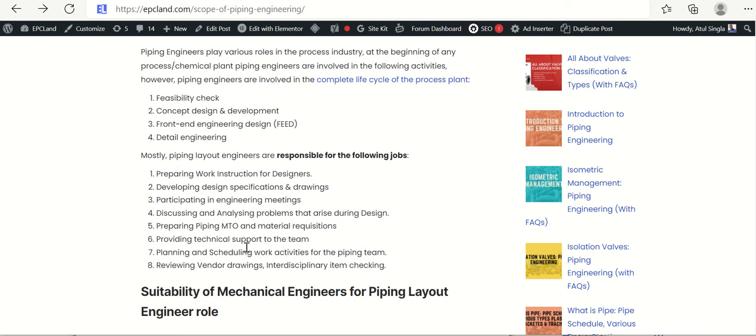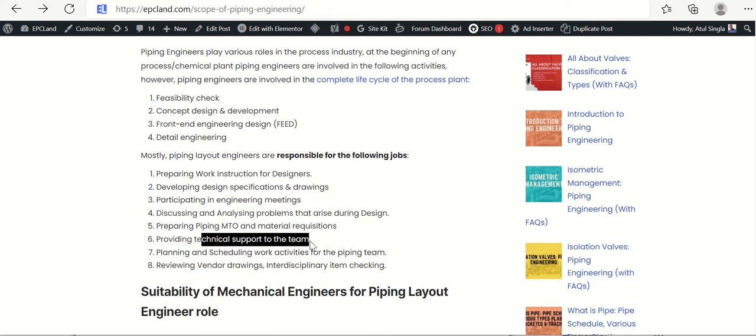Then preparing piping MTO and material requisitions. MTO is again, we can say this is a kind of job which is expected from piping material engineers, right? But a lot of effort is required from the piping layout team also. So they do not actually prepare the MRs, but they are involved in the preparation. A lot of information will be required from them also.